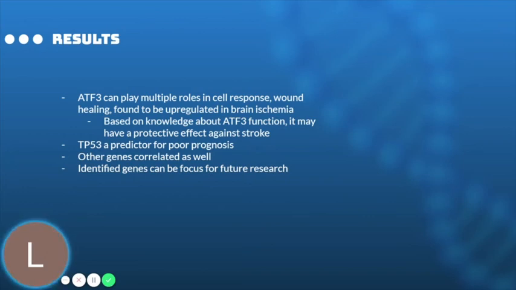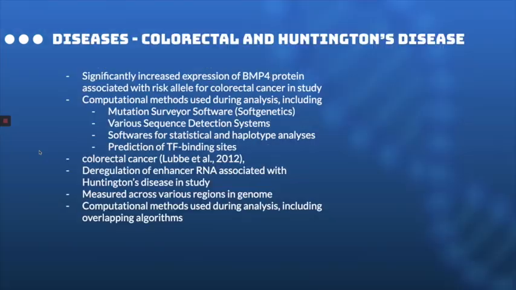On the opposite side, TP53 is a predictor for poor prognosis, so higher levels of TP53 are associated with a bad prognosis for stroke. There are a bunch of other genes, but we don't have the time to go through all of them. The main point to note here is that they were able to identify a few key genes that could be the focus of future research to help develop therapies for stroke.